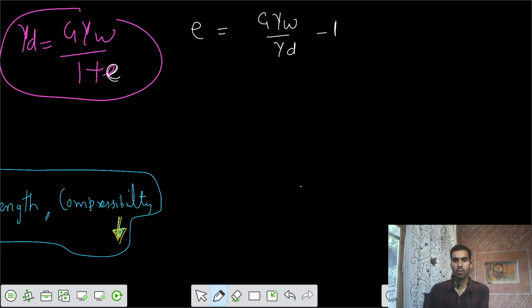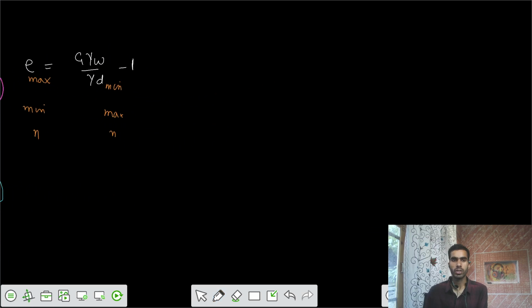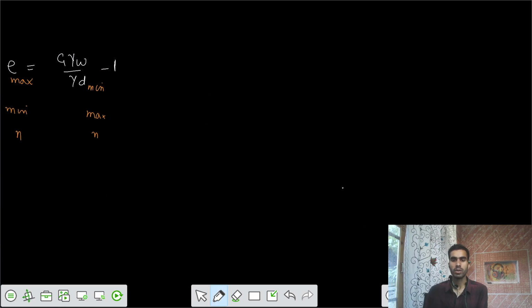For the value of e max, your gamma dry should be minimum, and for the value of e minimum, your gamma dry should be maximum, and for the value of e natural, your value of gamma dry should be gamma dry natural. So let's try to write the equation for relative density as e max minus e natural divided by e max minus e minimum, and substitute the equation for e.